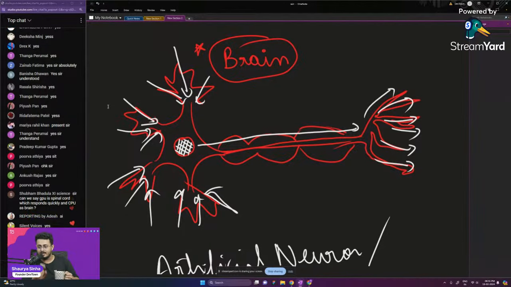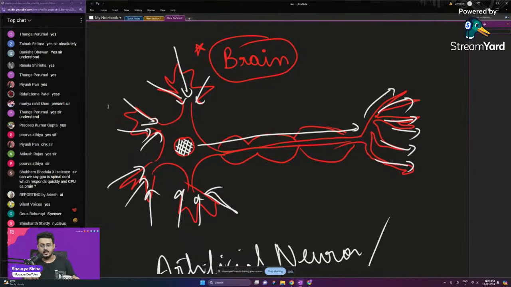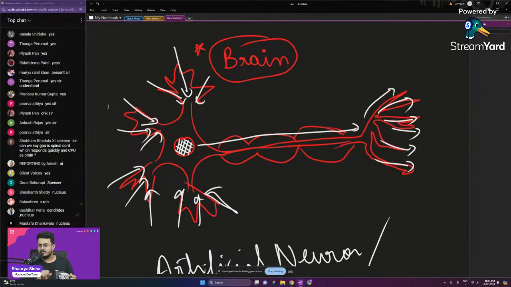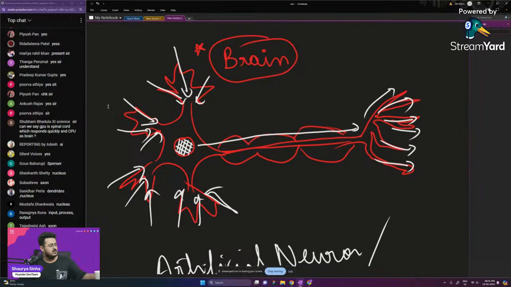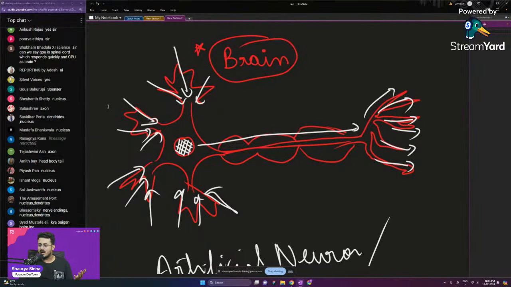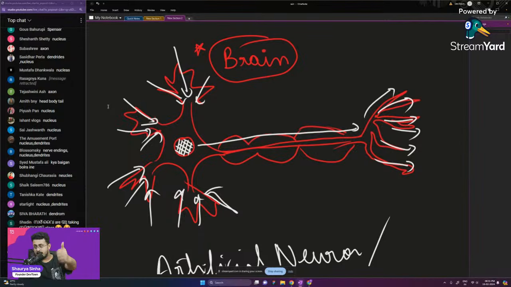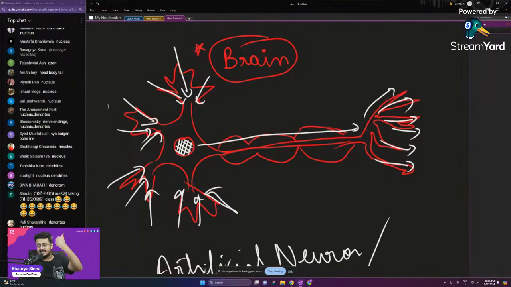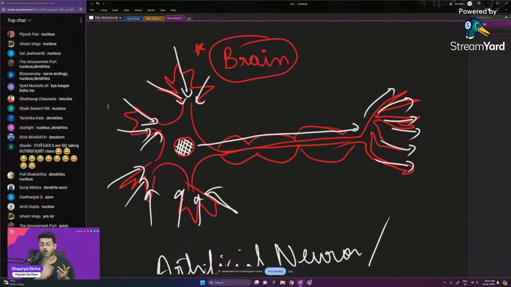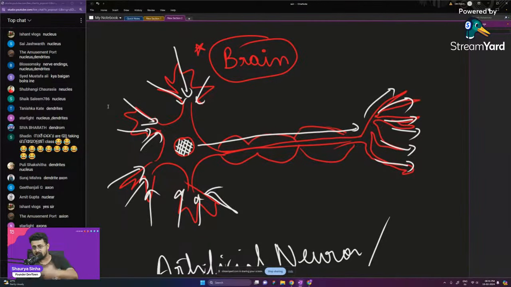Three most important. So nucleus. Very good. Nucleus is very important right over there. Dendrites, very important, and axon. For those who are not able to understand, basically, you have inputs that are coming in. Second, you have the nucleus. Third, you have the output. These are the three most important things.